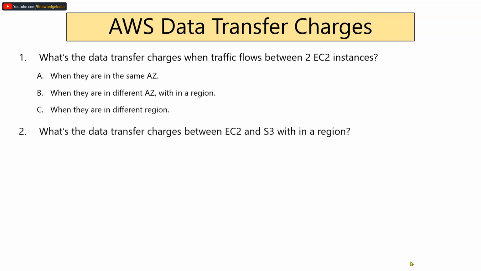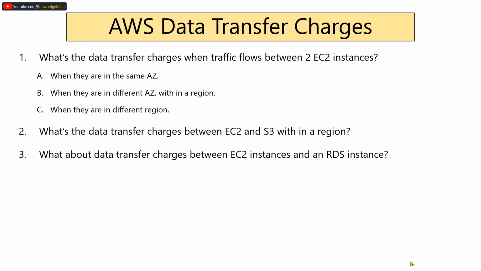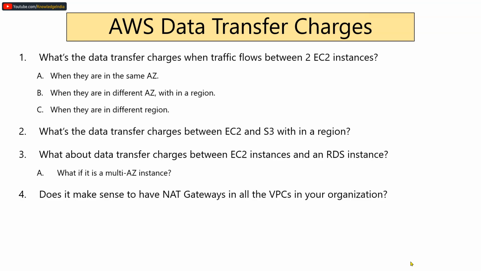What are the data transfer charges between an EC2 instance and an S3 bucket if they are in the same region? Another scenario could be, what about data transfer charges between an EC2 instance and an RDS instance? And how does it change if it's a multi-AZ RDS instance? Does it make sense to have NAT gateways in all the VPCs in your organization, or should you go ahead and put it into a central VPC?